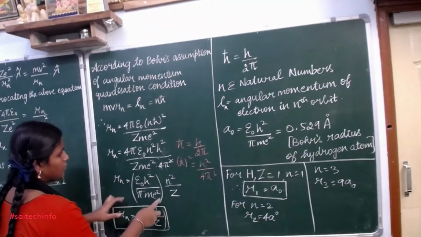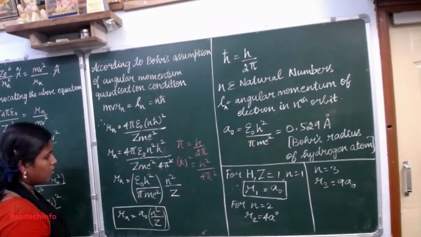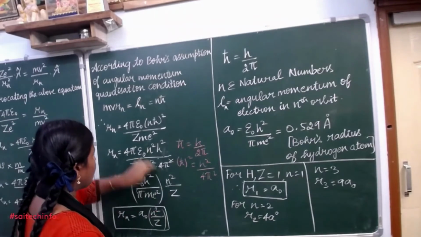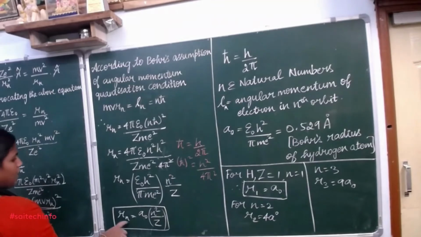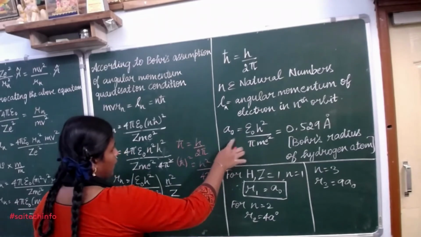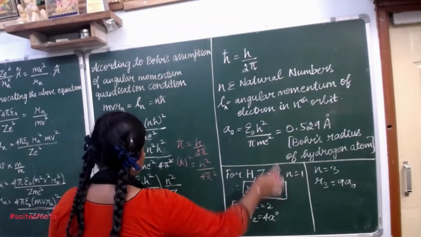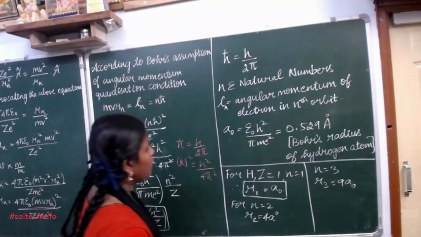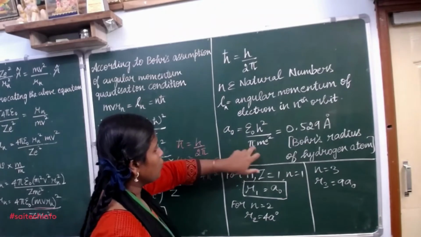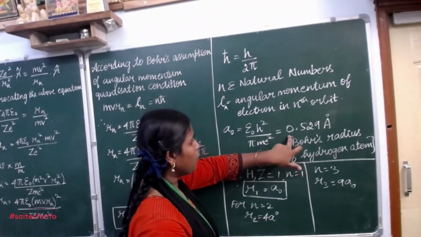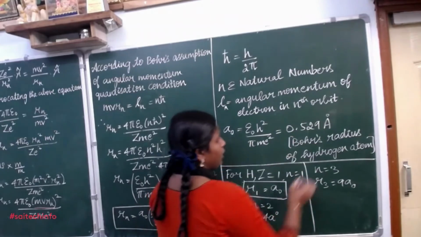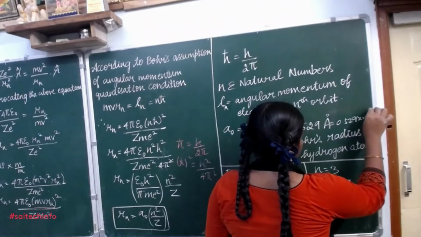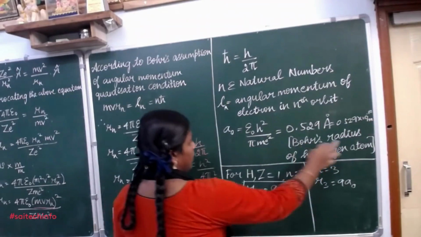So we have a constant, epsilon naught h square by pi m e square, multiplied by n square by Z. So we take a naught as epsilon naught h square by pi m e square. Therefore Rn is equal to a naught n square by Z. These are all constant values, so when we substitute them we get 0.529 angstrom, which is 0.529 into 10 power minus 10 meter. This is the Bohr radius of the hydrogen atom.